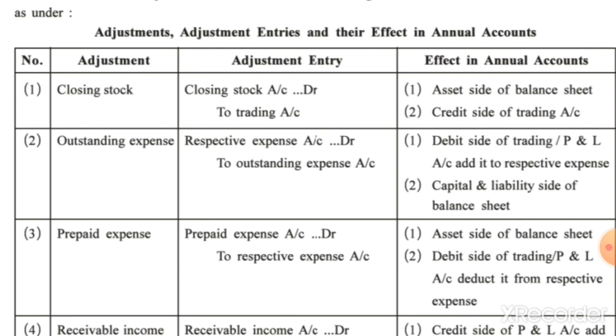debit side of trading or P&L account, deducted from the respective expense. Just as outstanding expense that you were adding, in the same way prepaid expense you will be deducting from the concerned expense on the debit side of P&L account, because that expense is not related to the current year, it is of the next year that you have paid in advance. So in the current year P&L account you have to deduct it from the concerned expense, and it is considered as an asset for the firm because next year when that expense amount gets due, you don't have to make that payment.